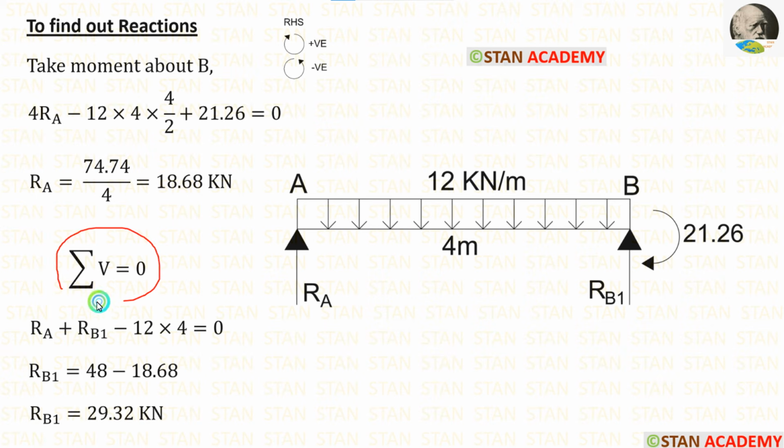Now, using the rule, summation of vertical forces is equal to 0, we can calculate RB1. In the span AB, there are two upward forces, RA and RB1. Since they are acting upwards, both of them will be positive. The UDL is acting downwards, so it will be negative. For the UDL, we have to multiply with the distance to get the total load. We have already calculated RA. Let us apply the value. Finally, we are getting RB1 is equal to 29.32 kN.